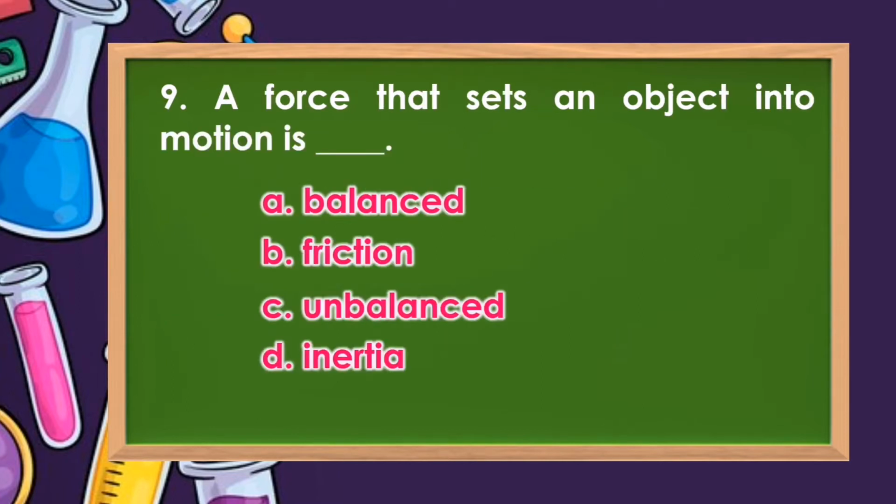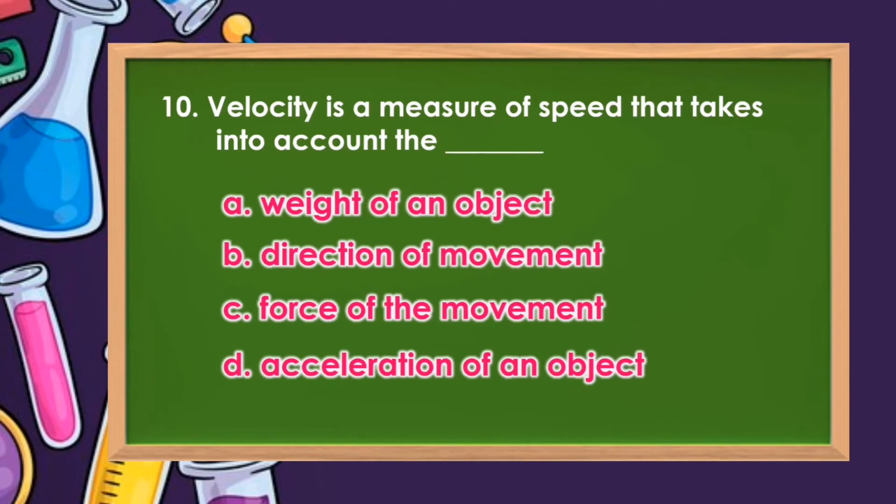A force that sets an object into motion is blank. A. Balanced. B. Friction. C. Unbalanced. D. Inertia. Good job! The answer is letter C. Velocity is a measure of speed that takes into account the blank. A. Weight of an object. B. Direction of movement. C. Force of the movement. D. Acceleration of an object. Very good! The answer is letter A.